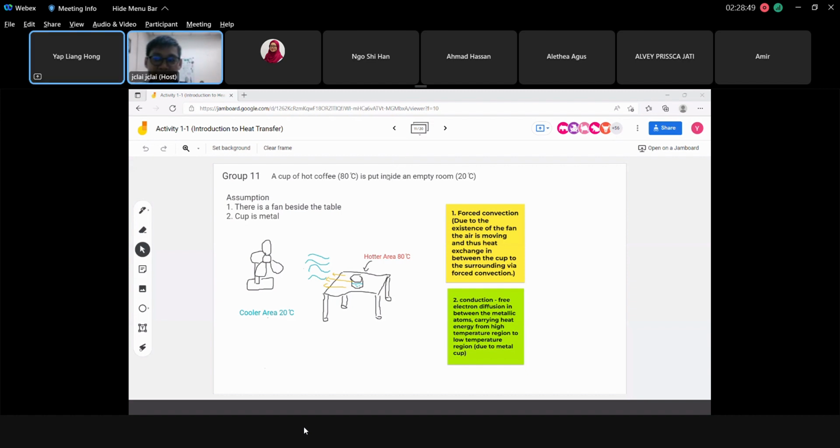But the complete way will be to the metallic cup, and the metallic cup to the surrounding air. Okay, good. From the coffee, the heat is transferred to the cup first, through what? Through conduction. Okay, very good. Then the heat from the surface of the metallic cup will transfer to either the table or the surrounding air through convection and also conduction. If conduction, are you now talking about the inner surface or outer surface? Outer surface.